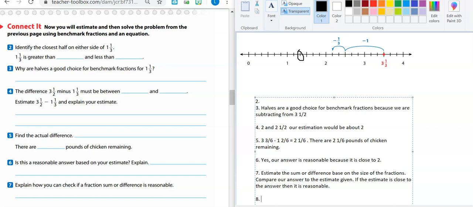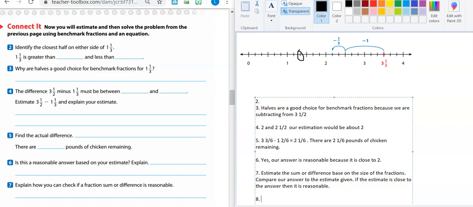And then for our last one, we're going to try it. It says, Tim's bean sprout grew 3 3/8 inches. Tegan's bean sprout grew 2 3/4 inches. How many more inches did Tim's bean sprout grow than Tegan's? First, estimate the difference and explain your reasoning. Then find the actual difference.